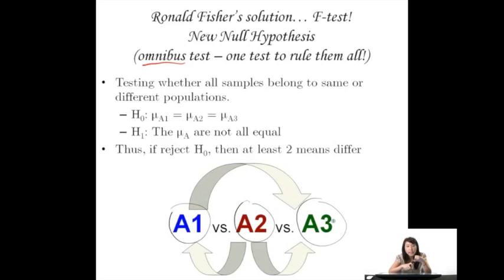The bad thing about it is that if you reject the null, it still doesn't tell you which populations differ. It only tells you that at least one of the populations is different. That's it, right? So when you reject the null, it's not quite as informative, but still it's a very useful test.